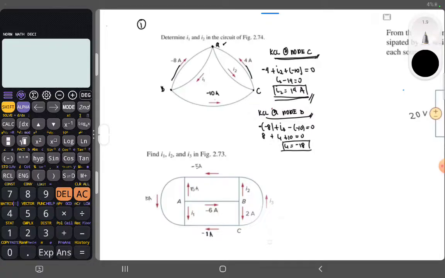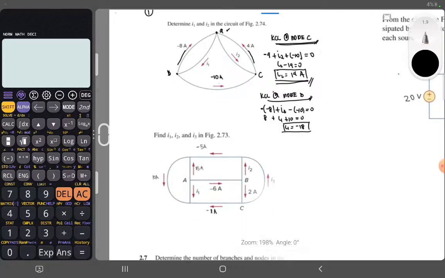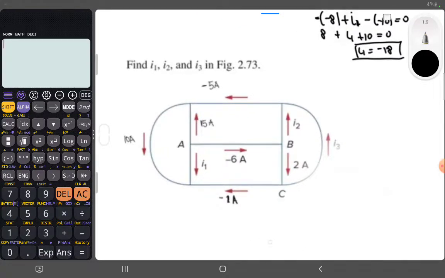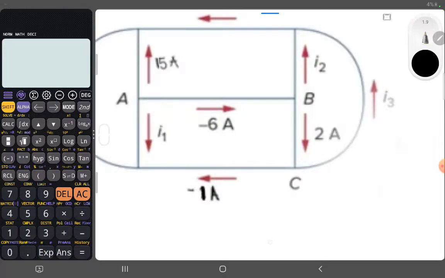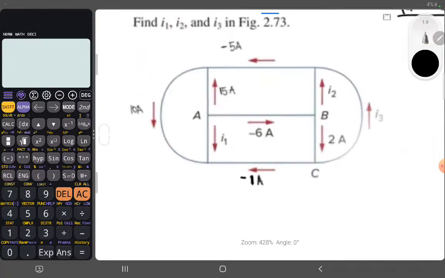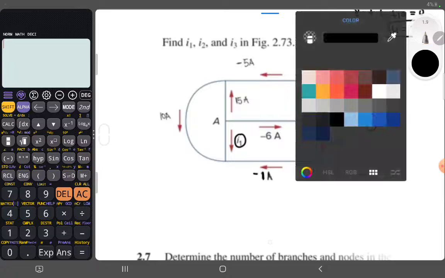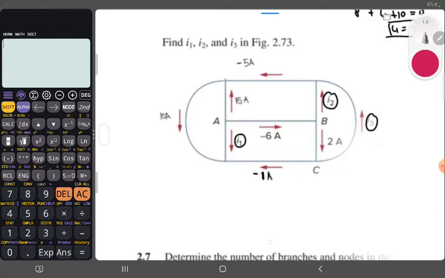Okay, next, in the figure 2.73, find I1, I2 and I3 in figure 2.73. Okay, so from here we have this is negative 1 ampere. Okay, so yan. So this is our I1, our I2, our I1, and our I3. Okay, so first things first, hanapin muna natin yung mga node na pwede natin gamitin, which will be the common node that connects either of the branches.